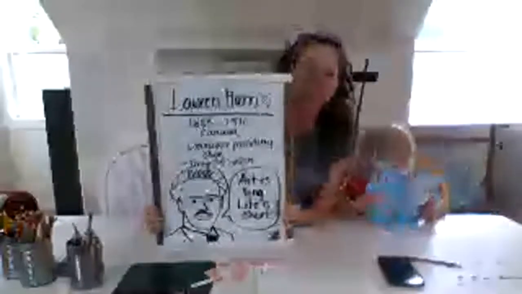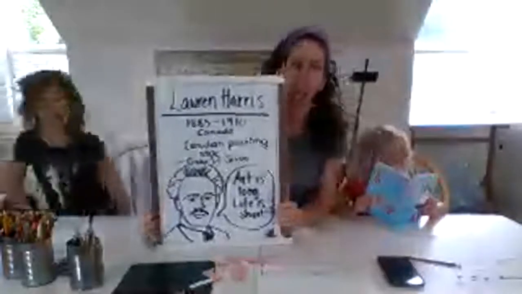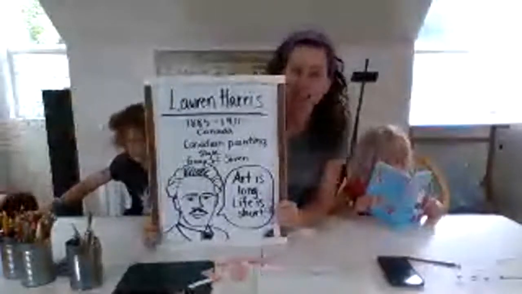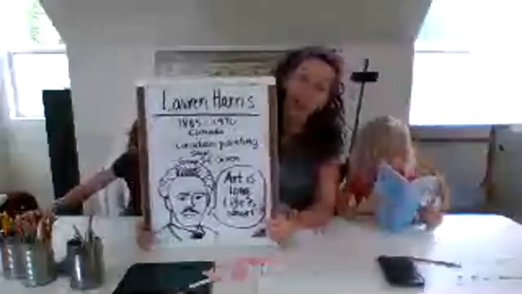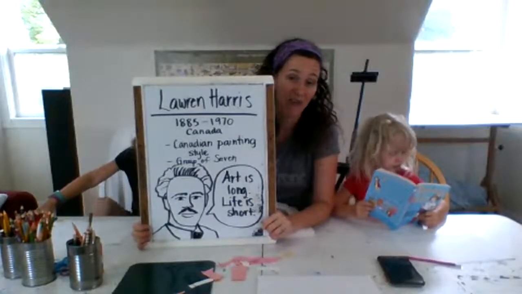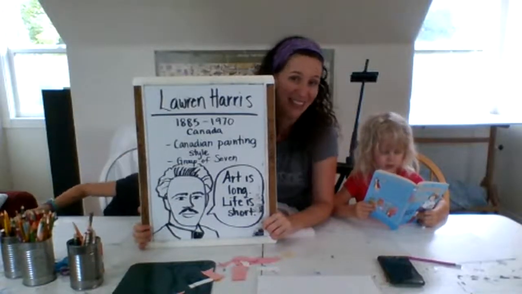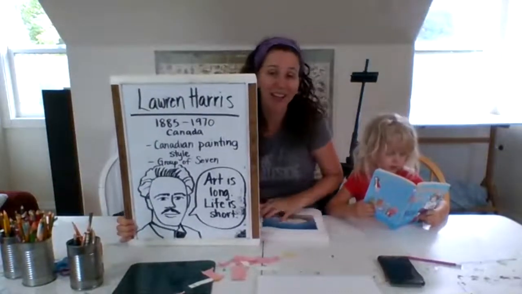It is Mr. Lawren Harris, born in 1885 and died in 1970 in Canada. Again, he worked hard at developing a Canadian painting style and was part of the Group of Seven. Now, it was a group of seven, though it sometimes had up to ten members. So seven was kind of an arbitrary number. I love that it was the Group of Seven, but sometimes there were ten, sometimes there were more.